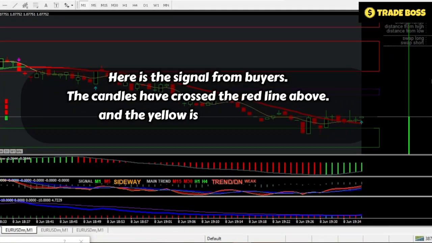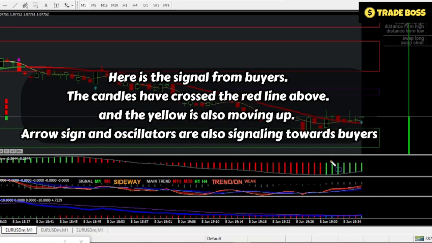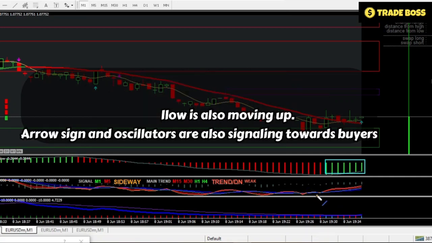Here is the signal from buyers. The candles have crossed the red line above, and the yellow is also moving up. Arrow sign and oscillators are also signaling towards buyers.